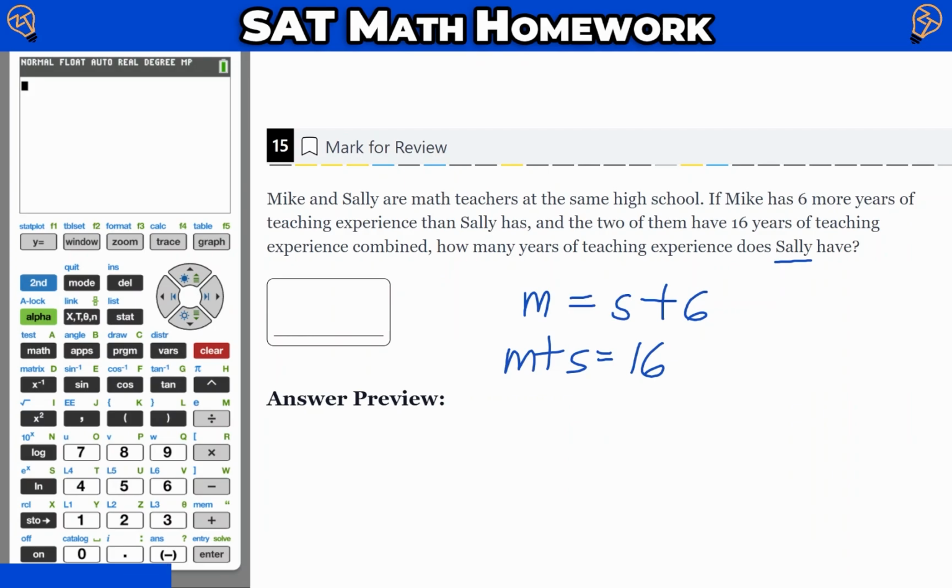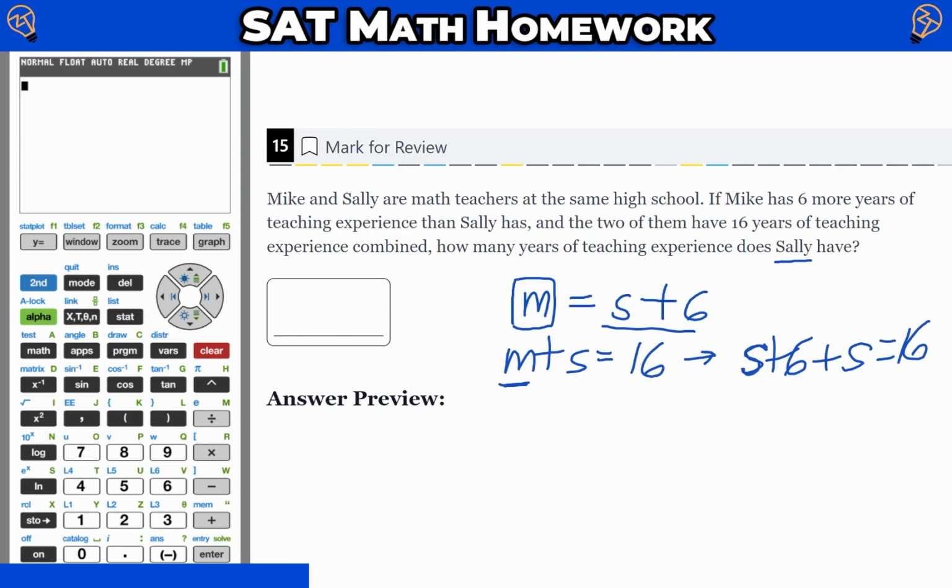So a couple approaches here. You could just say, well, because M is already isolated, I can do substitution. So down here, I can replace the M with S plus 6. So we'll go ahead and rewrite that bottom equation as S plus 6 plus S equals 16. Hopefully your S's look more like S's than 5s. Mine are a little 5-ish.